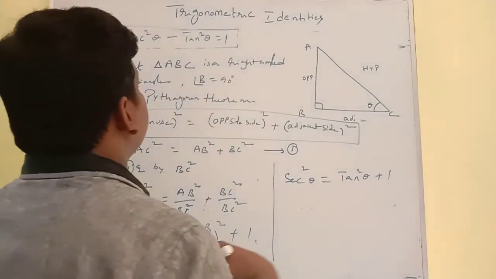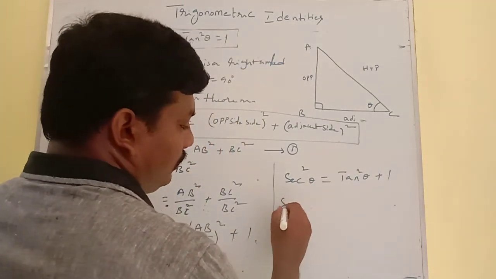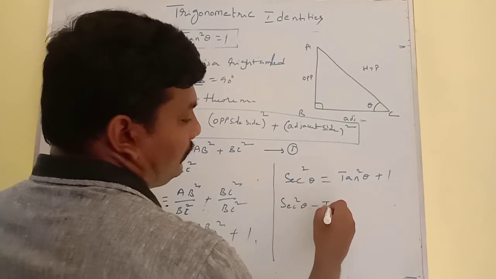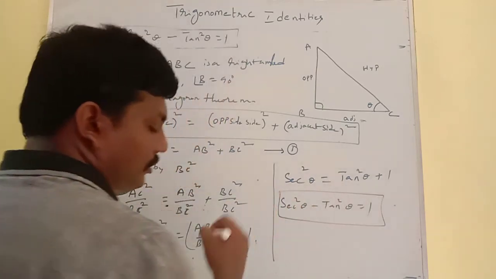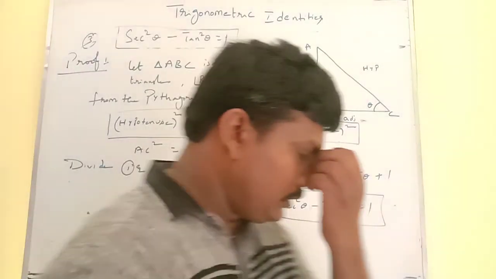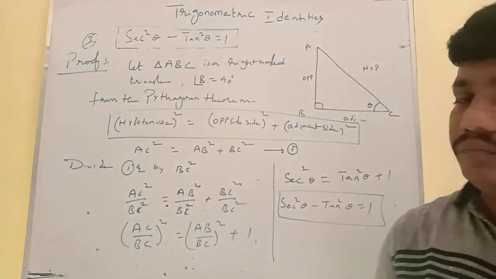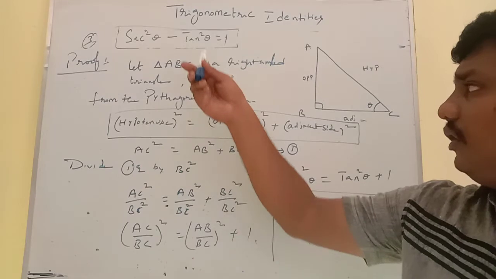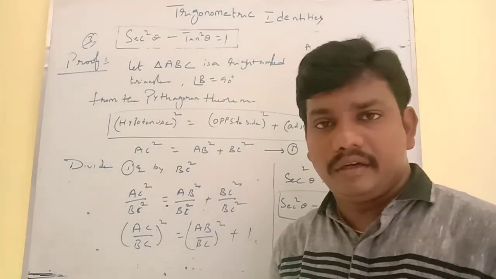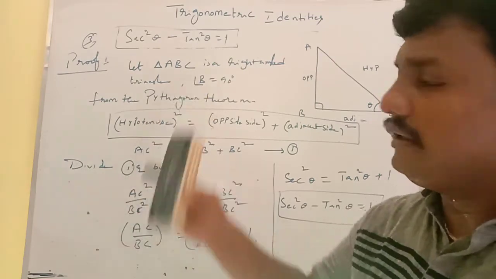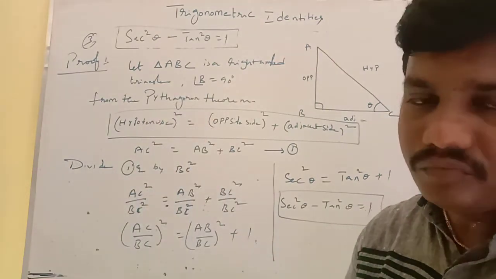We know AB by BC is nothing but tan theta, so tan square theta plus 1. So we can take tan square theta to this side. Then secant square theta minus tan square theta is 1. This is the proof. So in this proof, we are getting all three trigonometric identities based on the Pythagoras theorem. Next.